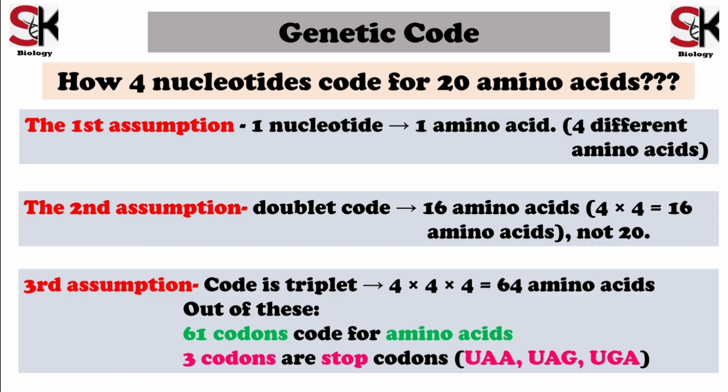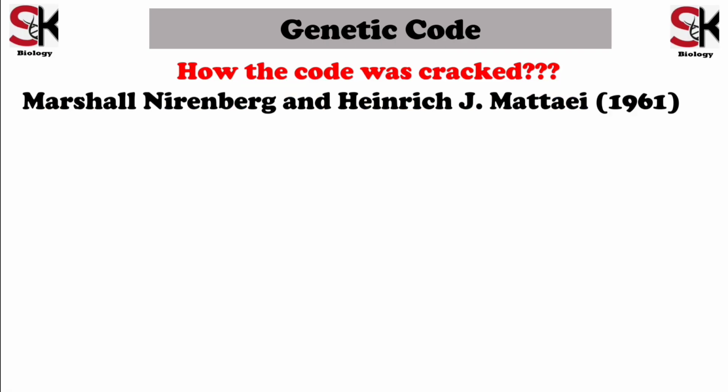This assumption can give 64 different codons, and now it has been proven that 61 codons are for amino acids and 3 codons are for stop codon. Once the idea of codon was cleared, scientists cracked the genetic code by doing different experiments. The first experiment was done by scientists Nirenberg and Matthaei.